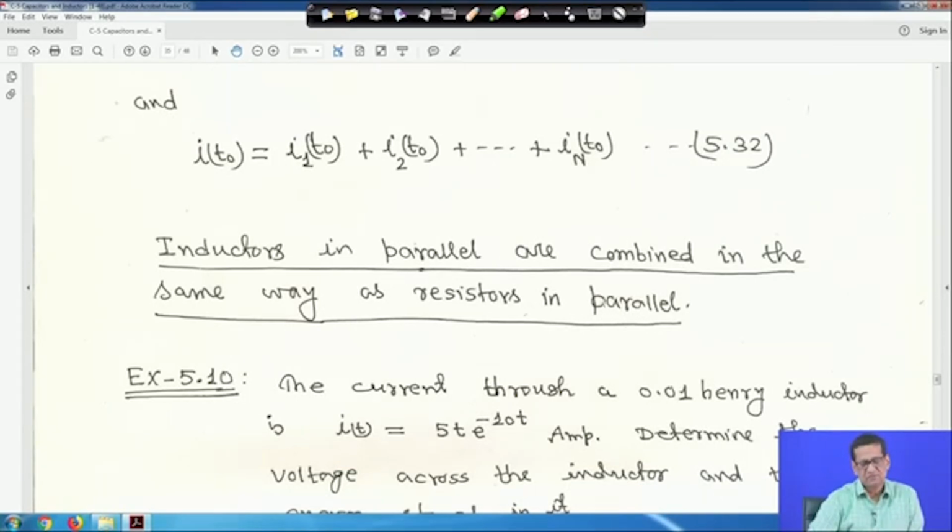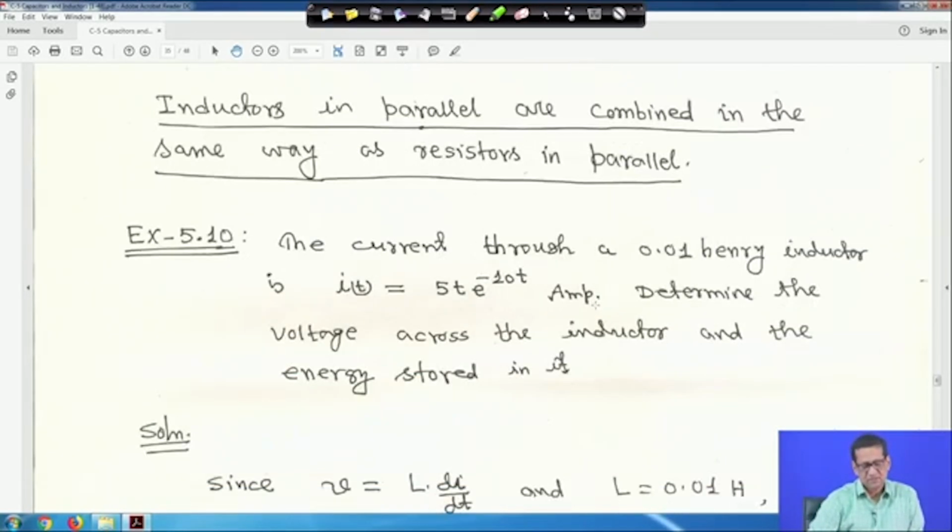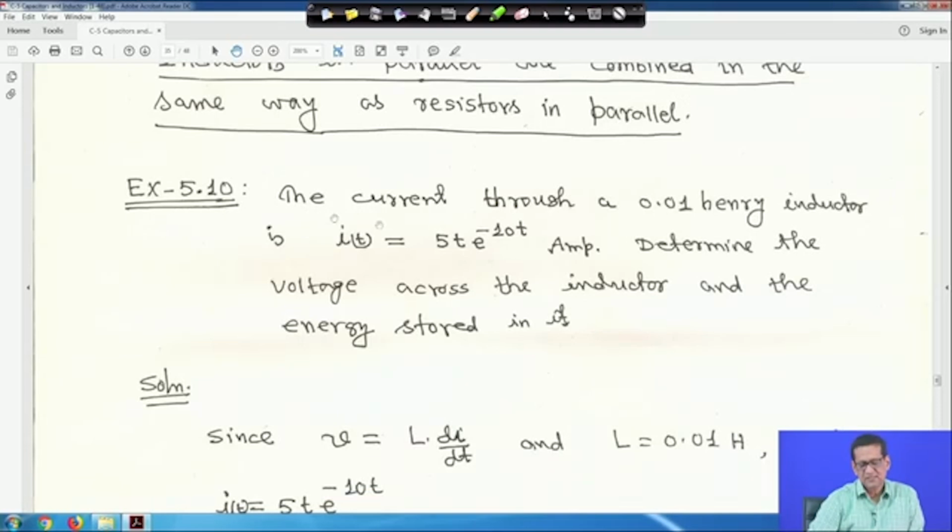Next, we will take 2-3 examples. So, just look into this. The current through a 0.01 Henry inductor is i(t) equal to 5t e to the power minus 10t ampere. Determine the voltage across the inductor and the energy stored in it.